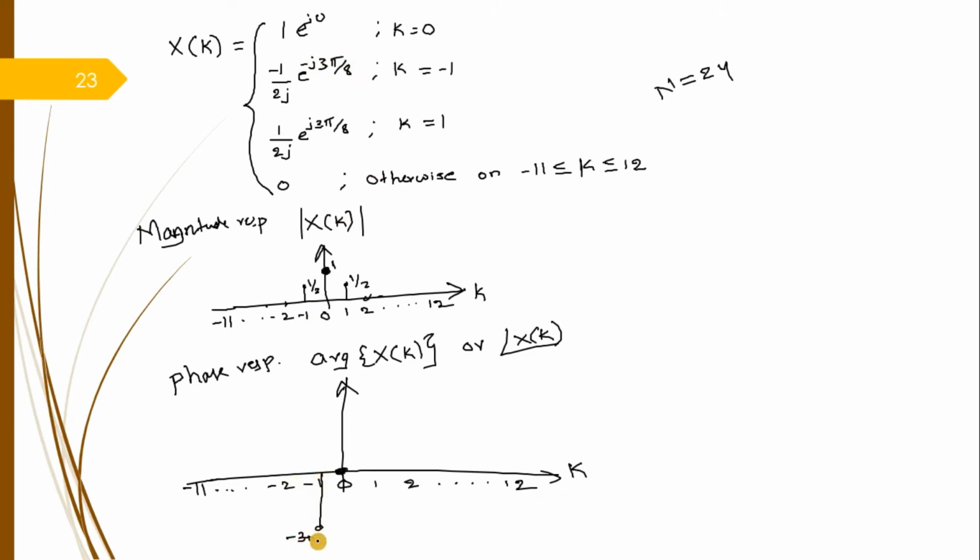Minus 3 pi by 8. And at 1, plus 3 pi by 8. Plus 3 pi by 8. So this is a phase response. Rest everywhere it is 0. This is the assignment I had given. Hope there are no doubts.